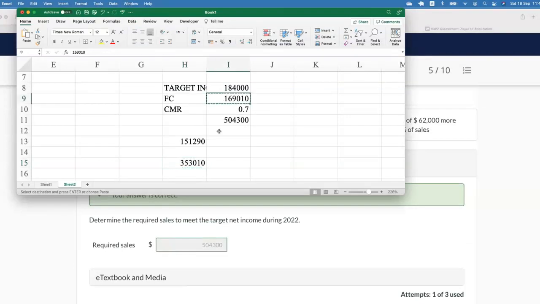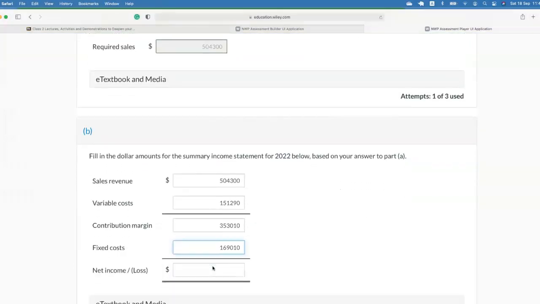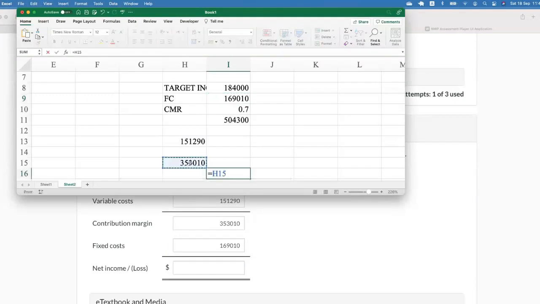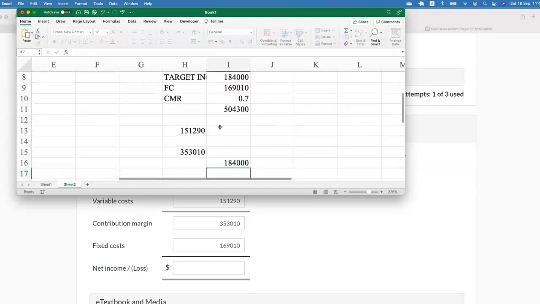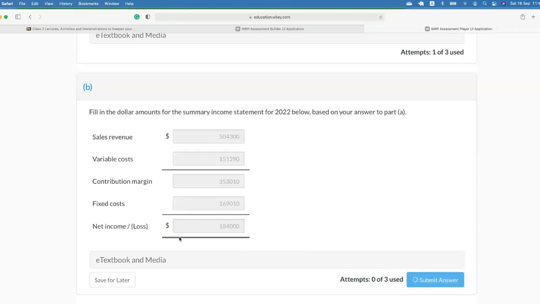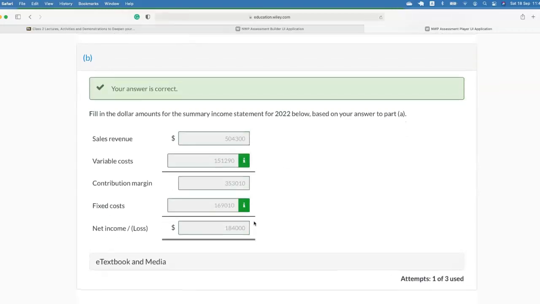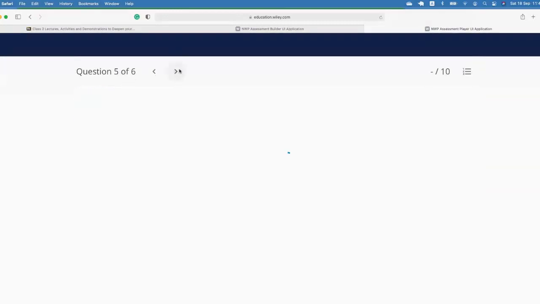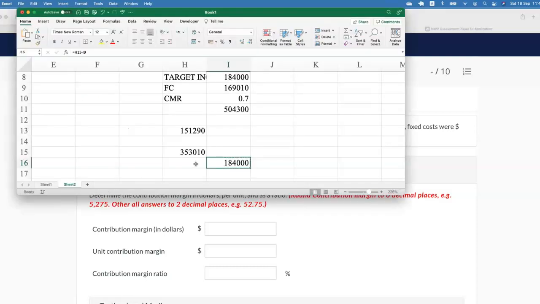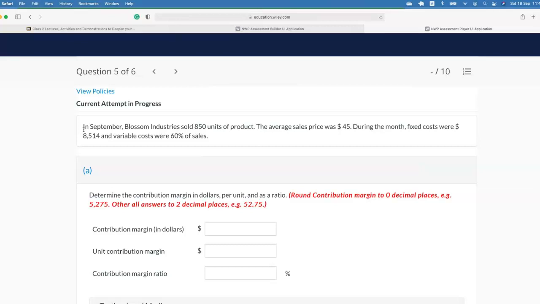Fixed cost is given, it was 169. And the profit then is simply this one minus that one, 184,000. That's exactly what you wanted, right? Good. That's the target net income. So you simply add it to fixed, and then divide by the contribution margin ratio. Okay, so the next one is again contribution margin per unit and ratio.